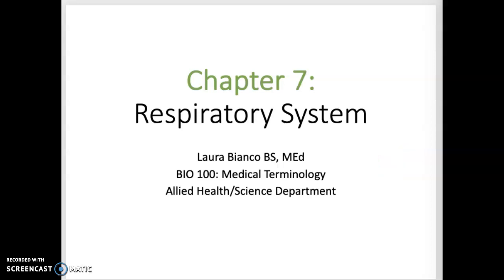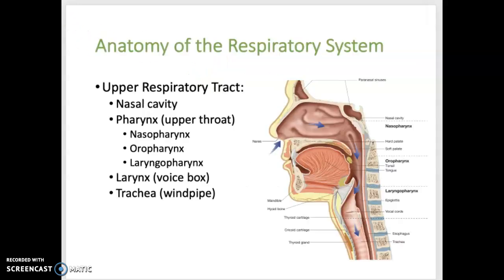This is your lecture for Chapter 9, which covers the respiratory system. And we will start with some quick anatomy of the respiratory system, starting with the upper respiratory tract. You have first the nasal cavity, which is shown here.